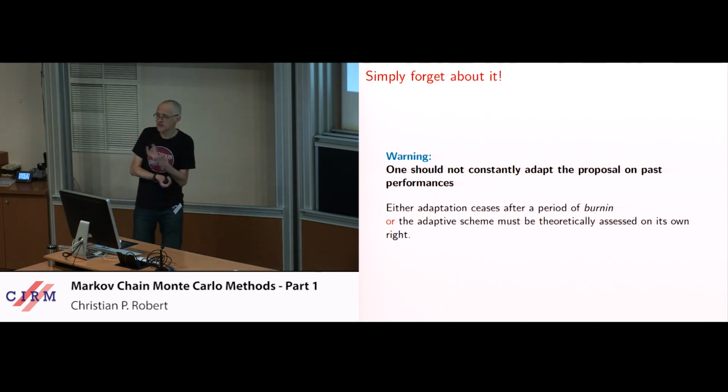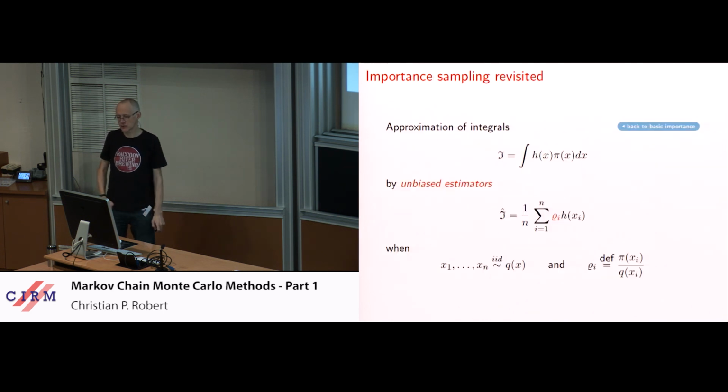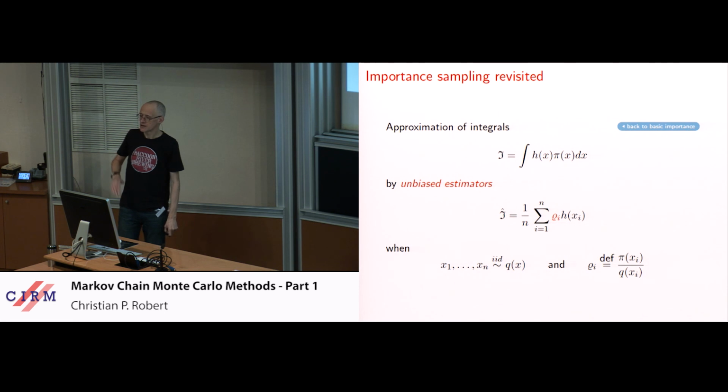And so, for instance, Jeff Rosenthal has an R code that does that with decaying adaptation so that it's guaranteed to converge. But essentially, you have to set your algorithm more and more as time proceeds. Otherwise, you cannot prove that it will converge. Okay, I'll stop here.